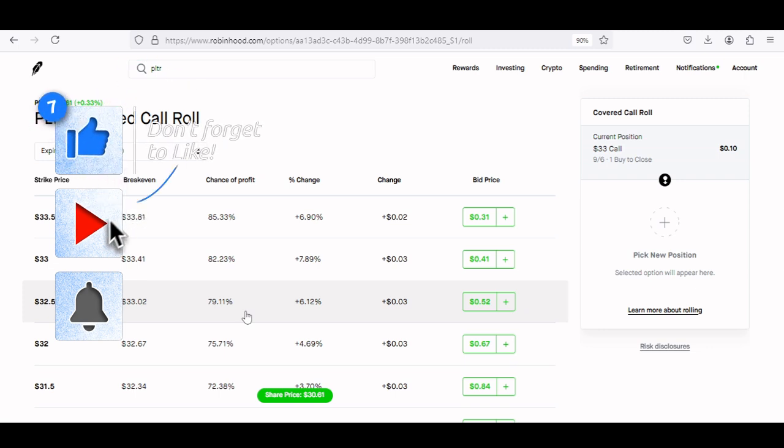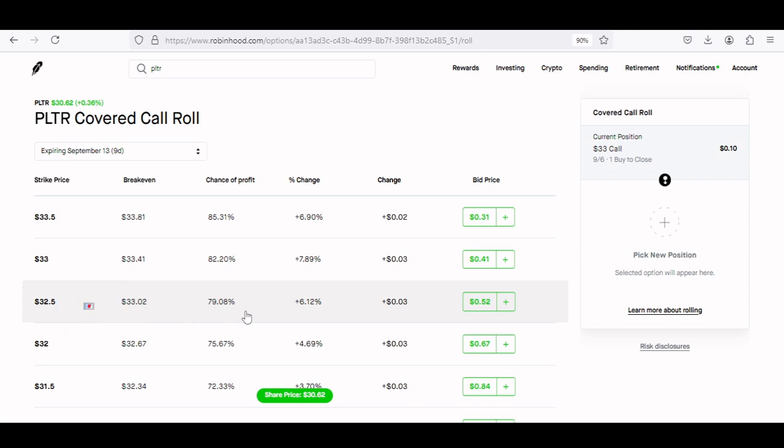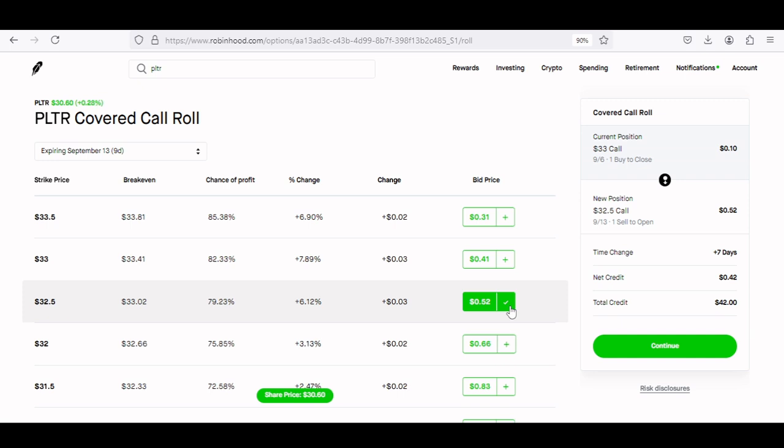Everyone has their own preference. When trading certain option strategies, my preference is always an 80% chance or higher. 79 is pretty close, so I will accept that. Now, if I were to choose the 32.5 strike price, with almost an 80% chance of profitability, I will be paid 0.52 or $52. Once again, each option contract has 100 shares. So you multiply 52 cents by 100, that's going to give you $52.